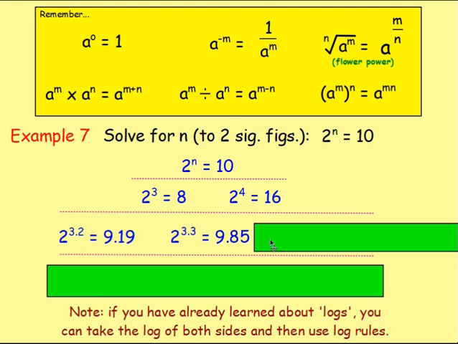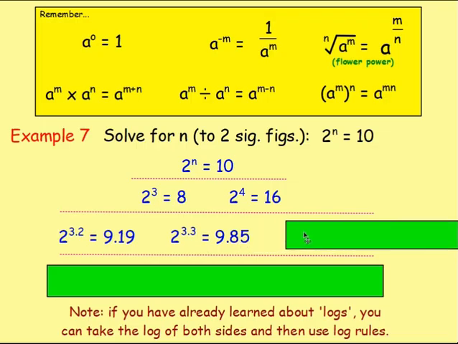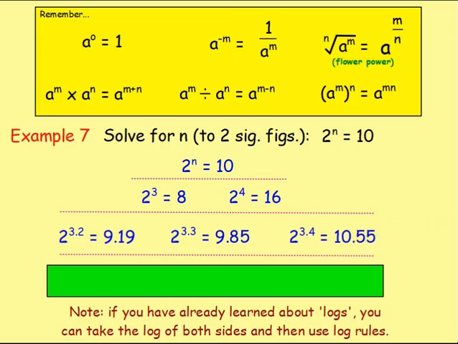Let's see if we can get any closer. So let's work out 2 to the power of 3.4. Use your calculator. That gives us 10.55. Well, wait a minute, we've just gone over 10. What we're looking for is what number for n will give us 10, just to 2 significant figures. 2 to the power of 3.3 is close to 10, and 2 to the power of 3.4 is also close to 10. If we keep going up with 2 to the power of 3.5, that's going to be even more. So we know it's going to be somewhere between 3.3 and 3.4 for your index.